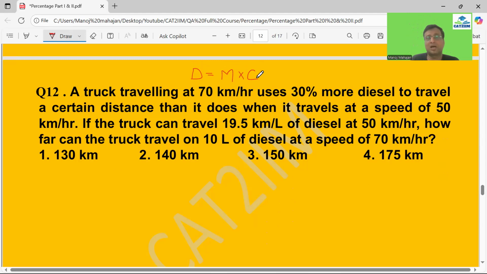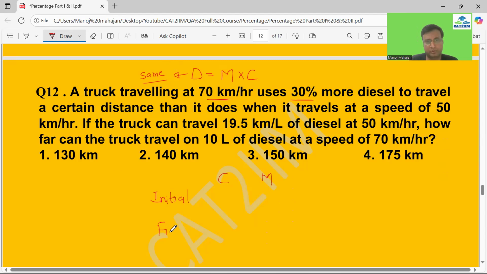So whenever you have a product of two quantities and it is given that expenditure was the same in the previous two, over here we are taking distance to be same. So we're going to use the triplet concept again out here. At 70 kilometer per hour, they're saying 30% more diesel to travel. So the consumption is 30% more. Let me put the consumption and mileage over here again. Same trick we are going to do in the CAT question.